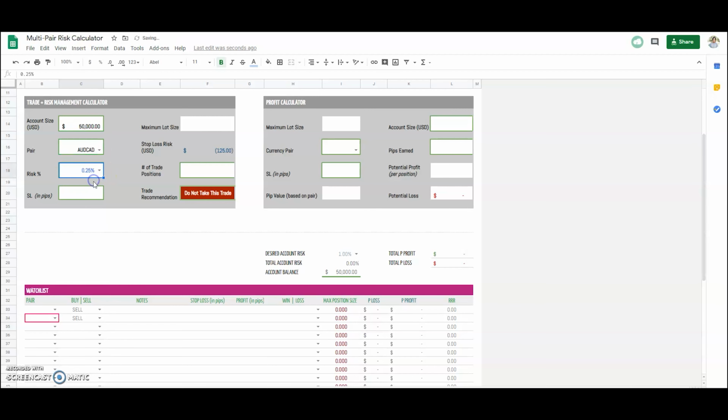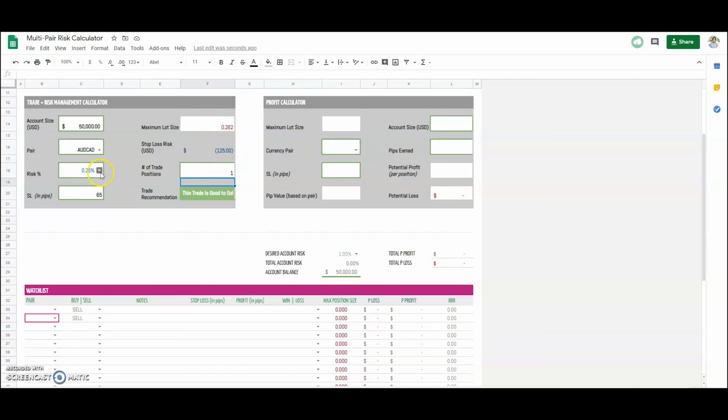Let's say I only want to risk 0.25% on the account. And we said 63 pips was the stop loss. I'm going to just do 65 to give myself a little extra room. And I'm only taking one position on this. So based off this setup, this calculator is telling me in order to lose just $125, the maximum position size I can take for this trade is $2.62 per pip.